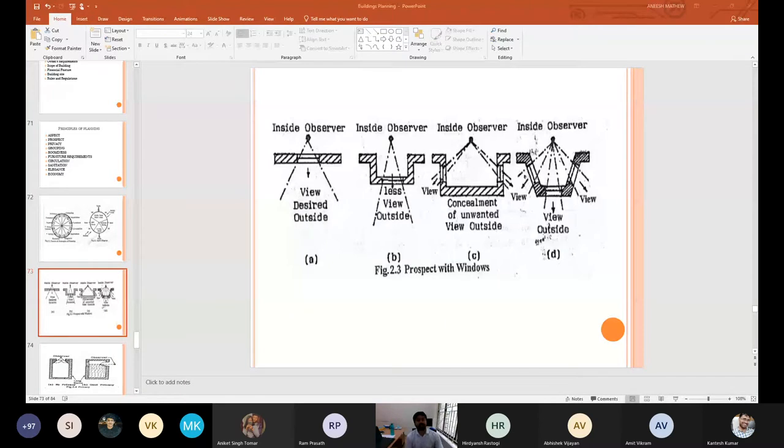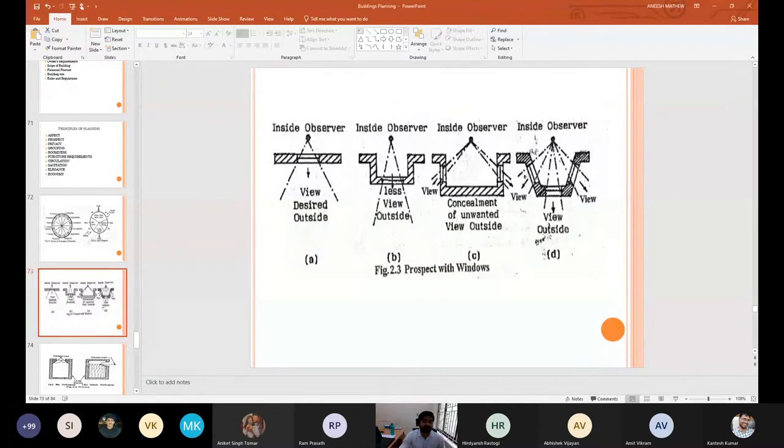That means desirable views are made visible by projecting windows in that direction, and undesirable views are kept hidden by using concealment walls. In such a way you can design your drawing. I already discussed one important thing: how you can satisfy the customer, because customer requirement is there. Some customers will require their plans accordingly. Somebody will say their prospect ratio is this much, so accordingly you have to design your walls and windows. That's why this prospect principle is very important.